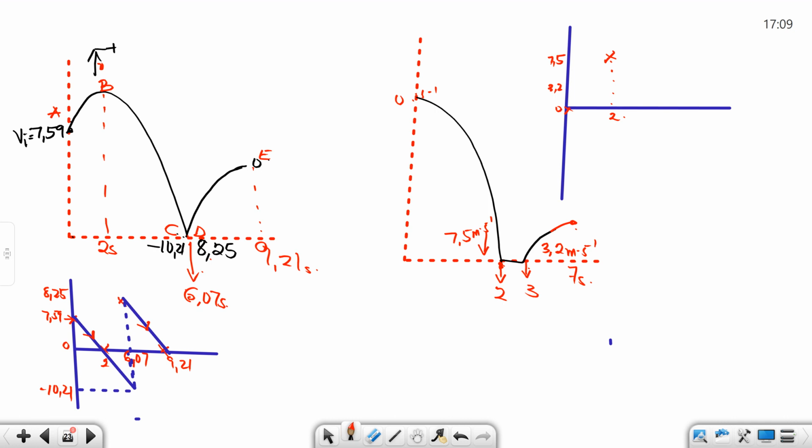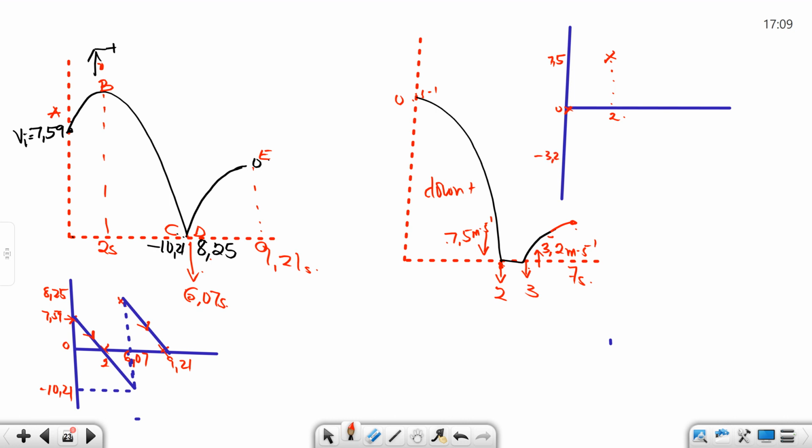It depends on, okay, right now, because we said positive, we have chosen down as positive. 7,5. Yes, the 3,2, because it's now going up. So if we choose down as positive, this is positive, but it goes up now at what? Negative. Thank you. Negative 3,2.